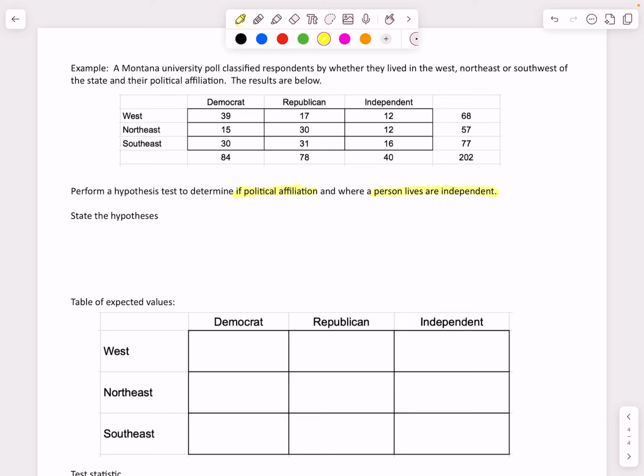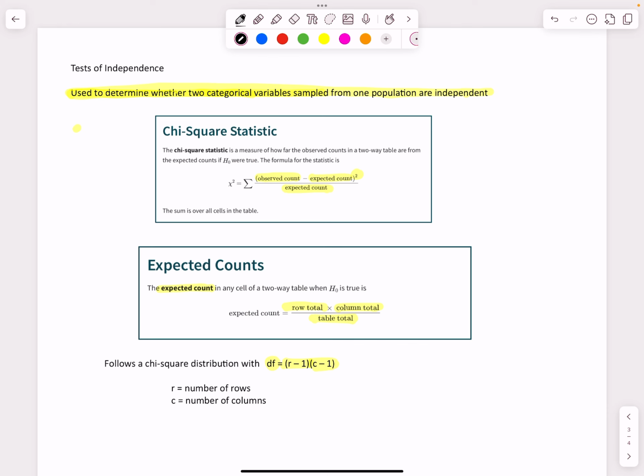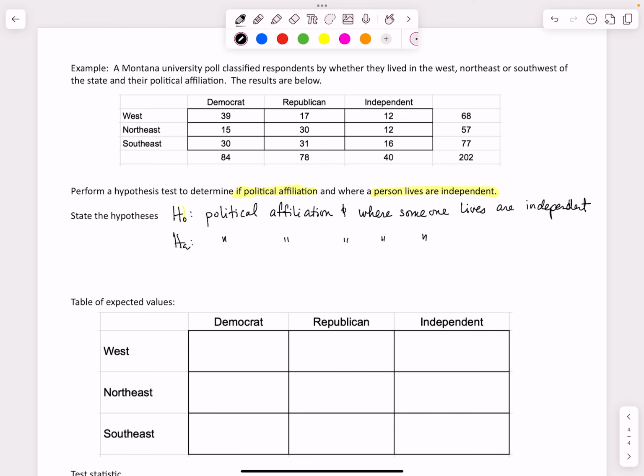So my null hypothesis is that these two things, political affiliation and where someone lives, are independent. That's the null, that these two variables are independent. So our alternative is that the political affiliation and where someone lives are not independent.